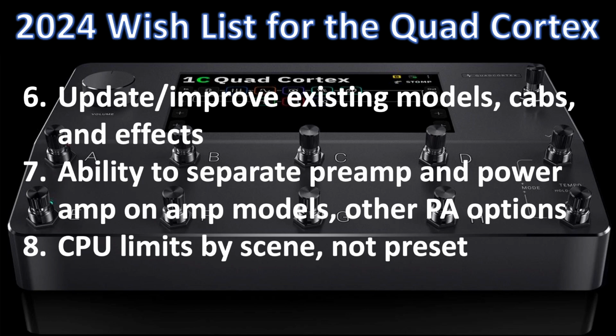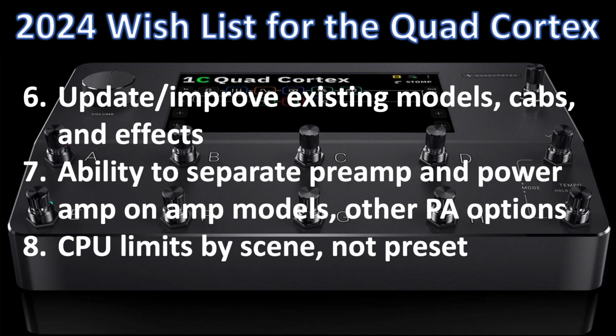Because of the way the Quad Cortex works, if you have multiple amp models in the preset, it has to reserve the CPU capacity to run all of those amp models at the same time, even though you might never want to do that. So it'd be cool if we could do CPU limits by scenes.